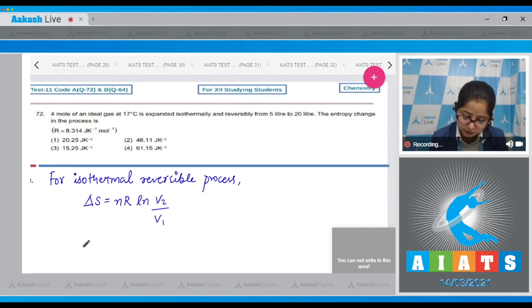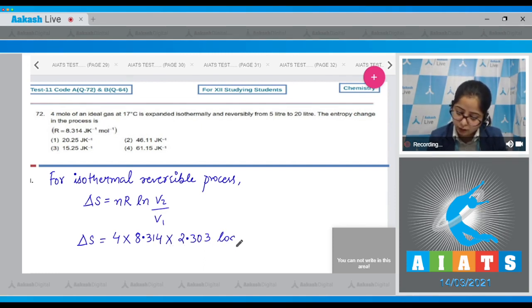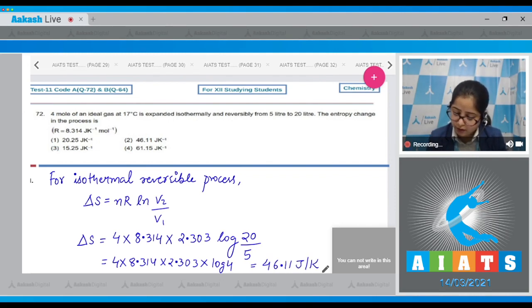So let's put the values. Delta S is equal to 4 multiplied by R. R is 8.314 multiplied by 2.303 log. V2 is 20 upon V1, which is 5. So 4 into 8.314 into 2.303 into log 4, which is equal to 46.11 joule per Kelvin.